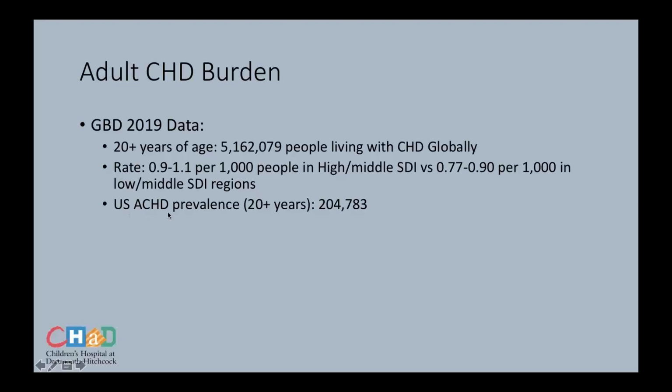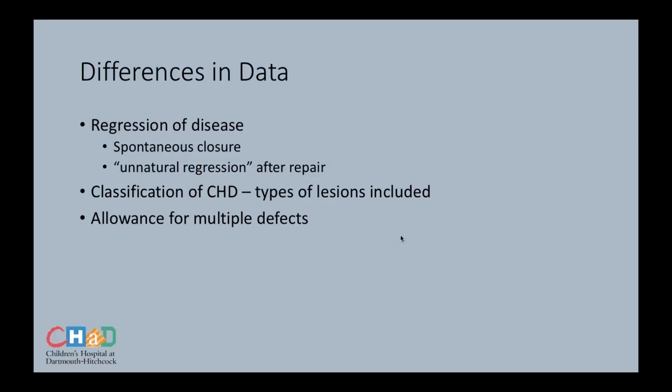And then if you specifically look at the US ACHD prevalence in the 20+ year age group, this is down to about 200,000. So way different than the 1.5 million that was quoted in the other study. And so the question is, why is this so different?